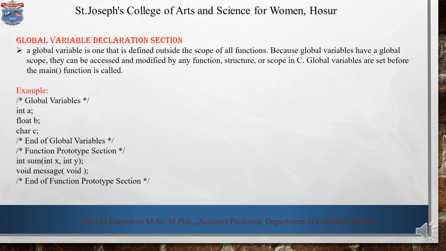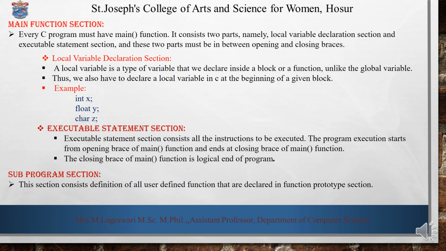Next, the global variable declaration section. This section declares the global variables. A global variable has global scope, so it can be accessed and modified by any functions or structures, and global variables are declared before the main function. Some examples are here. Next is the main function section. Every C program must have the main function. It has two parts.